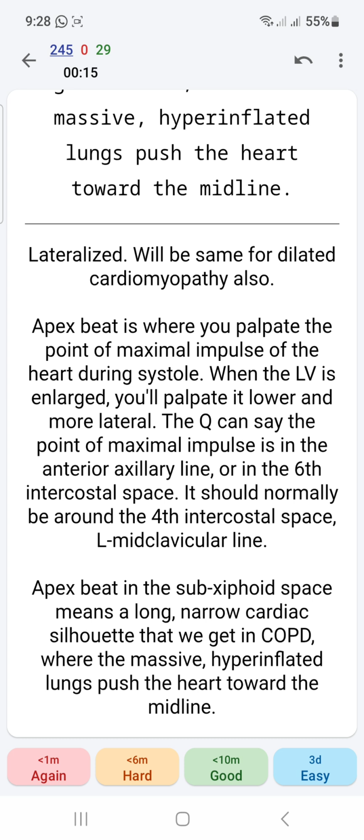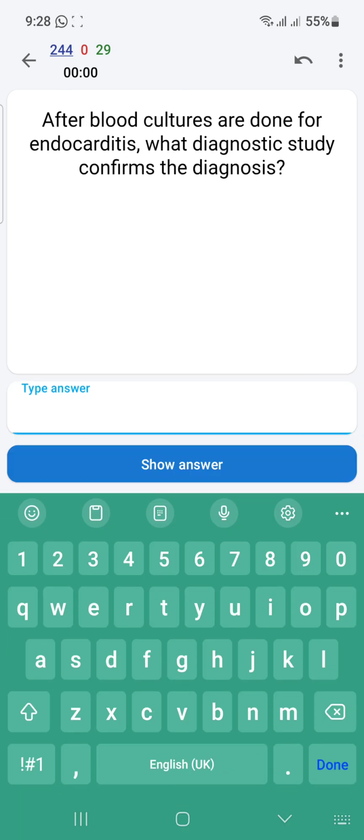The question can say the point of maximal impulse is in the anterior axillary line or in the 6th intercostal space. It should normally be around the 4th intercostal space, left mid-clavicular line. Apex beat in the subxiphoid space means a long, narrow cardiac silhouette, as we see in COPD, where the massive hyperinflated lungs push the heart towards the midline.